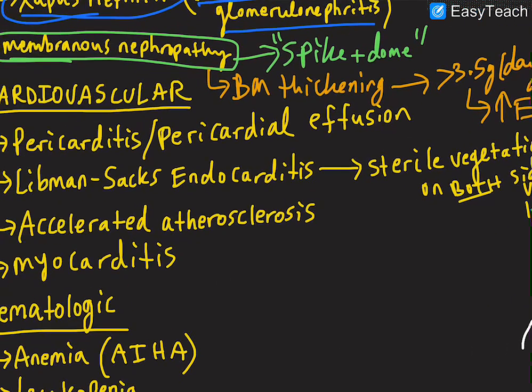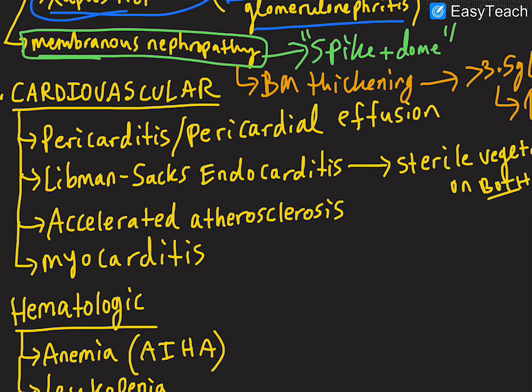That's Libman-Sacks endocarditis. Okay, it can affect your pericardium, leading to pericarditis and pericardial effusion, right? It can affect your myocardium, leading to myocarditis. And it can even accelerate the atherosclerosis process, which can eventually lead to clots.